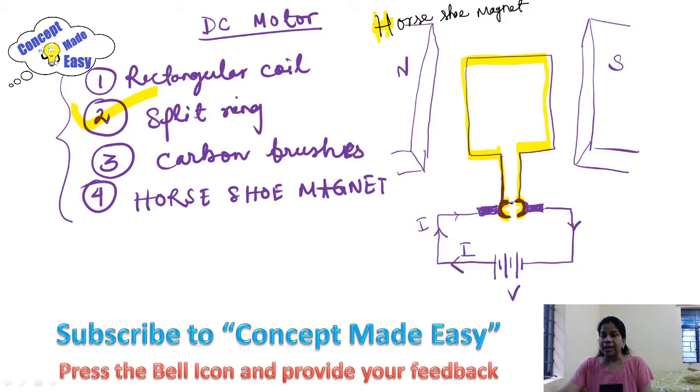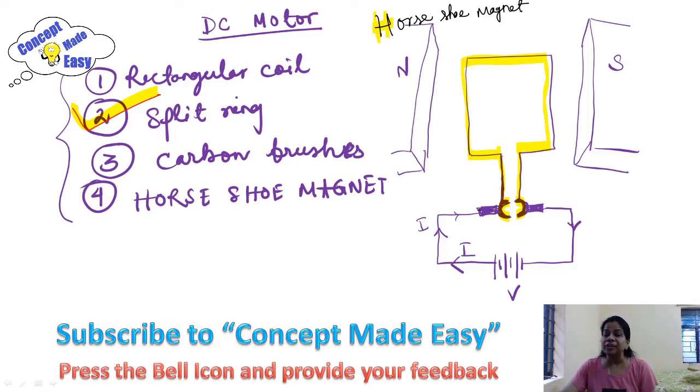So this coil is again connected to the split rings. Split rings means when a complete ring is divided into two halves. There are two halves. This is one part of the split ring, and this is the other part of the split ring. These two parts are connected to each end of this rectangular coil. One end is connected to this part, and the other end of the rectangular coil is connected to this other half of the split ring.